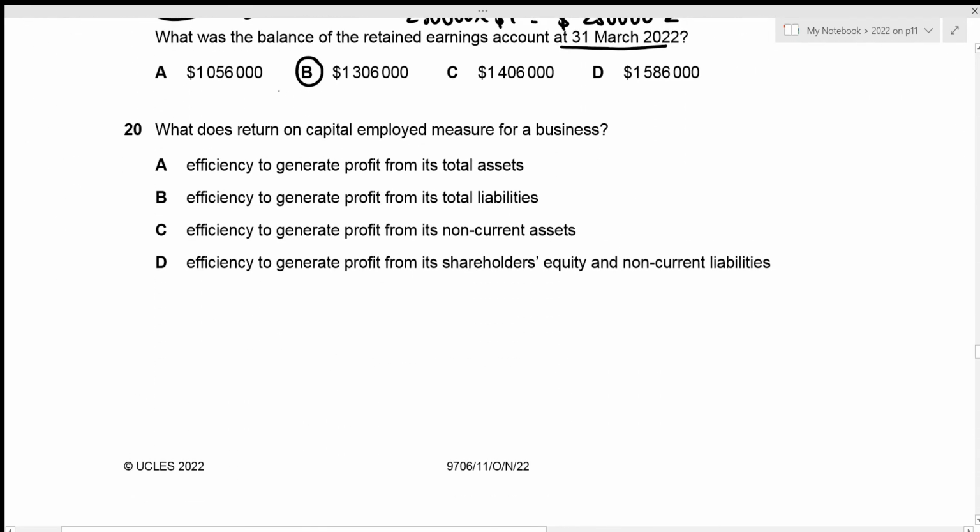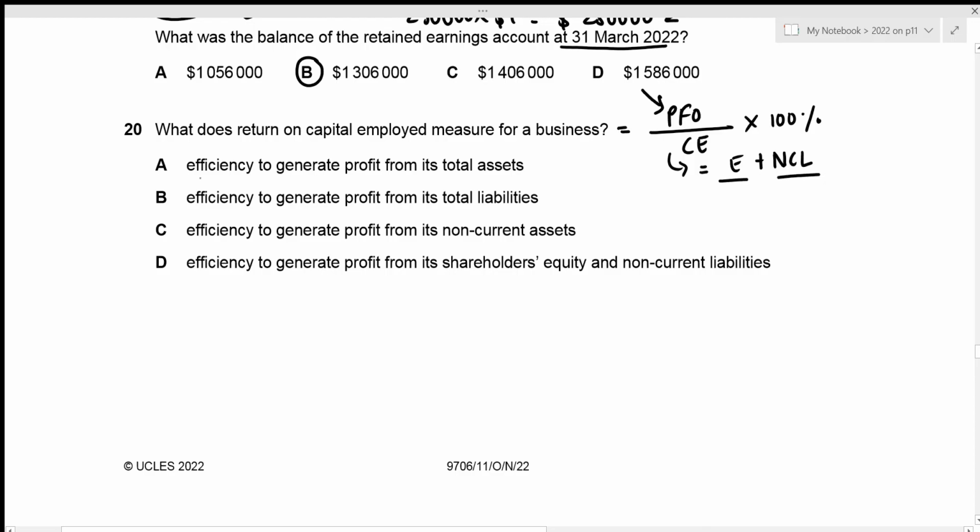What does return on capital employed measure for a business? So let's recall our formula for return on capital employed. That is just going to be profit from operations divided by capital employed times 100%. And capital employed is just the sum of our equity and non-current liabilities. So from this ratio, we can see that return on capital employed just measures the efficiency in order to generate the profit from operations from our equity and non-current liabilities. So this is what we're looking for.